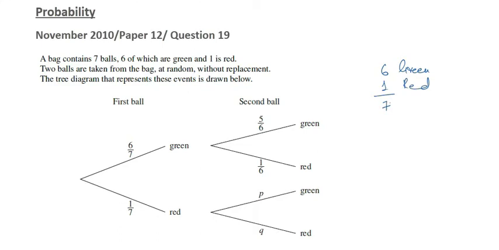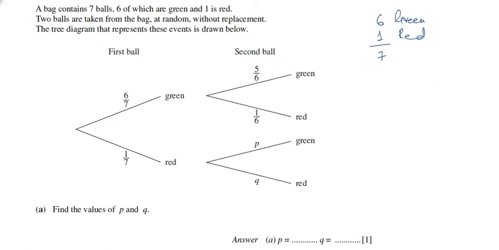2 balls are taken from the bag at random without replacement. Without replacement means that when we pick one ball from the bag, we will not keep it back. We will select the second ball from the remaining balls in the bag. The tree diagram that represents these events is drawn below. Now, here in the first part they are saying find the values of P and Q.